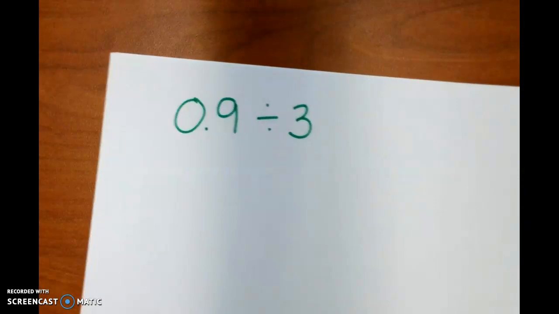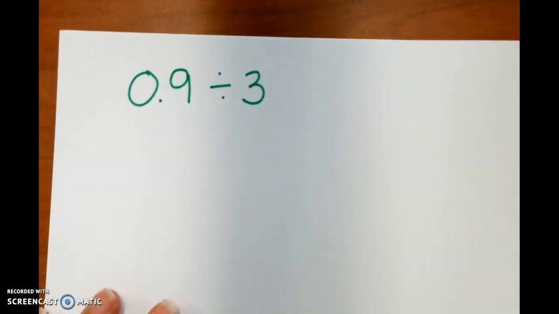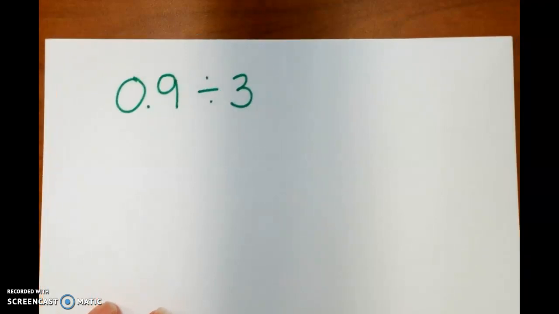We're going to start off with this problem. We have 9/10, and we're going to divide it by 3. So the first thing we're going to do is some work with a place value chart. And if you have your place value chart nearby, pull it out. If you don't, draw one. Do this with me. It will really help.